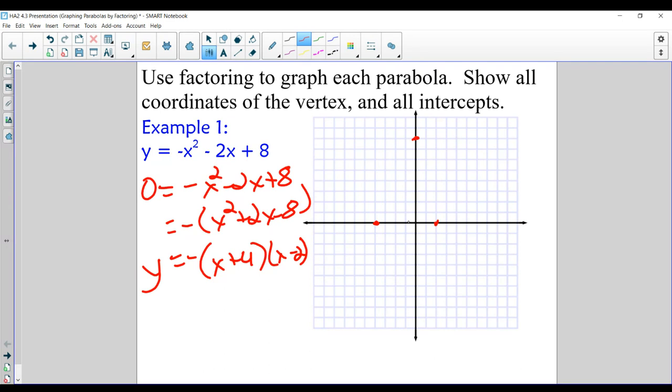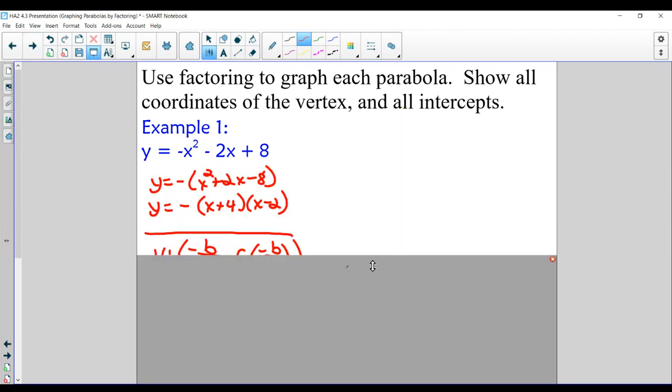Now, if these two are my x-intercepts, the vertex has to be straight above or below, halfway in between. So I'm going to have an axis of symmetry right here, like so. So I know that the x-coordinate of my vertex is going to be at negative 1. I would just need to find the y-coordinate. And there's various ways to do that. So I'm going to show you here on the next page.